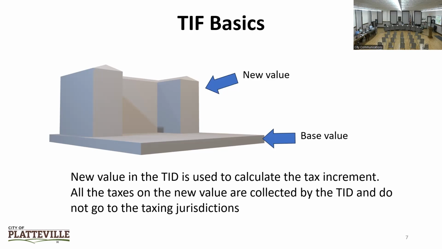And also, it's important to note that it's not just new construction. It can also just be value increases on existing property. So the base value is fixed. And then if that $100,000 property increases in value, let's say it goes up to $140,000, that $40,000 will generate taxes for the TID, not for the taxing jurisdictions. So their taxes, including the city's, stay based on the value at time of TID creation.